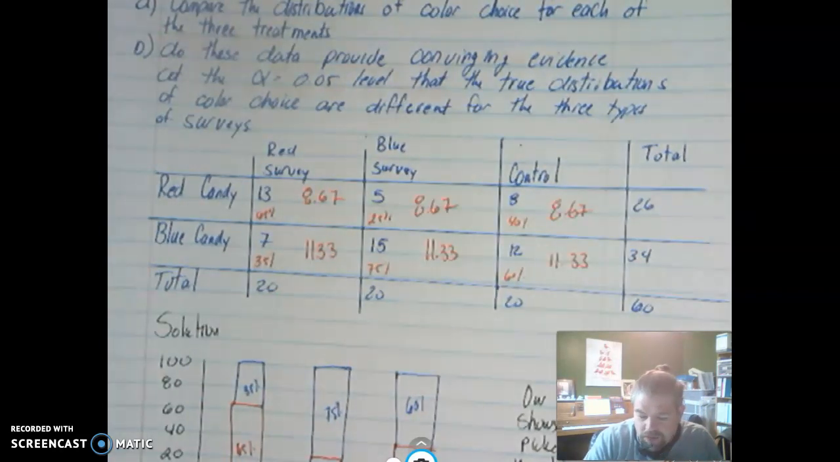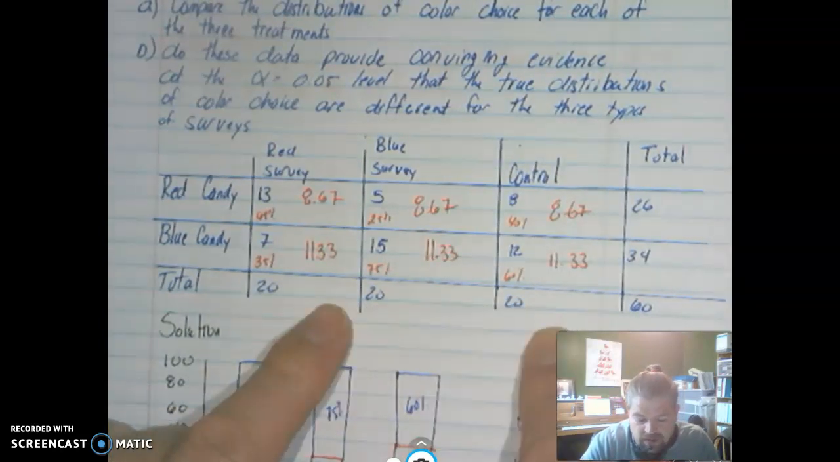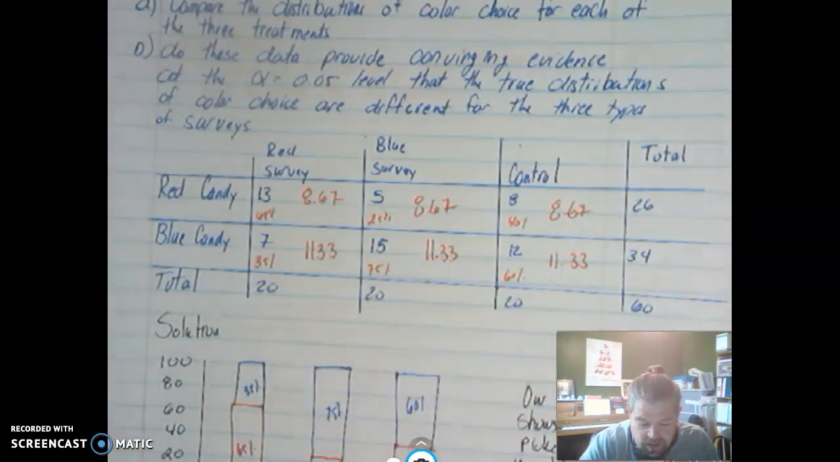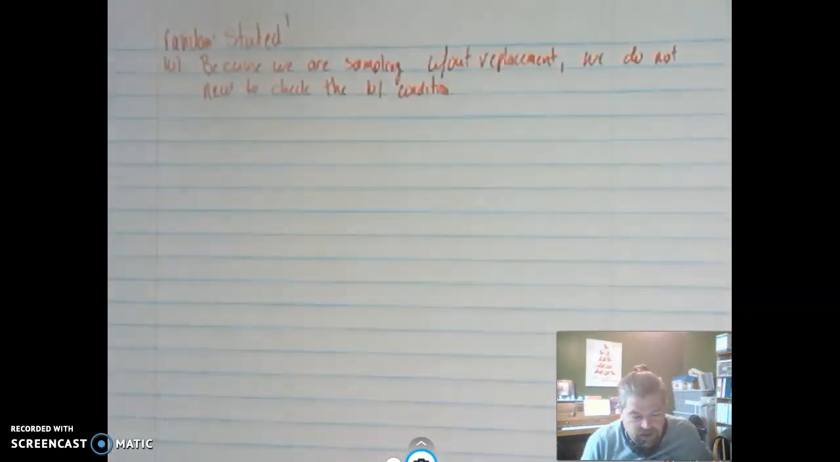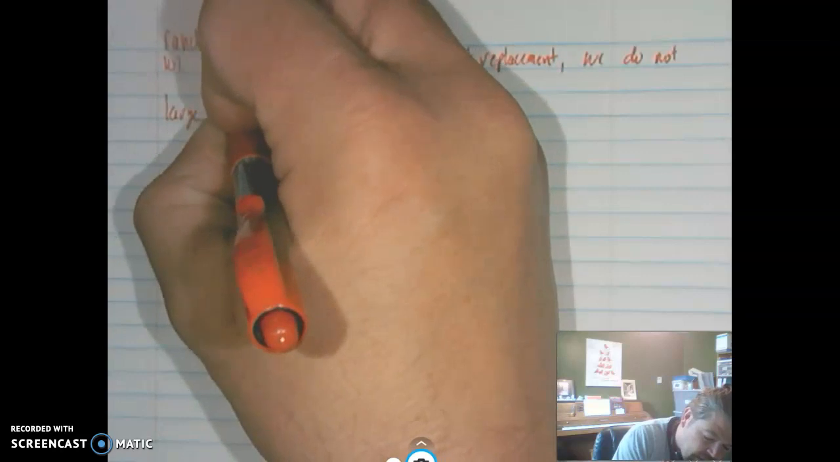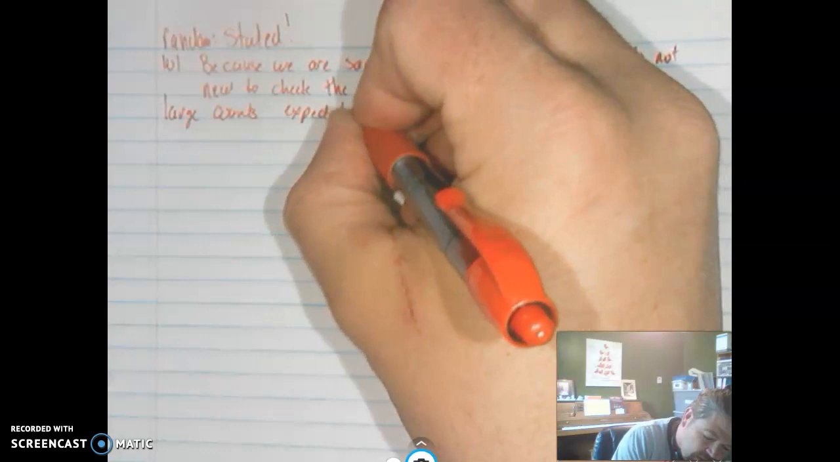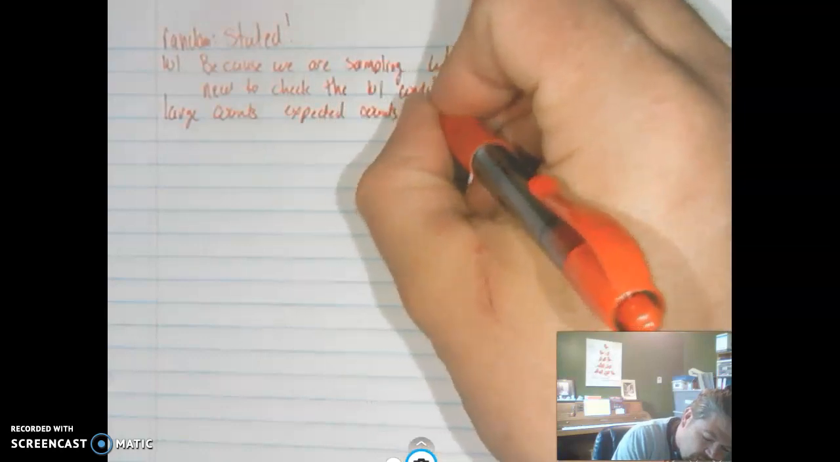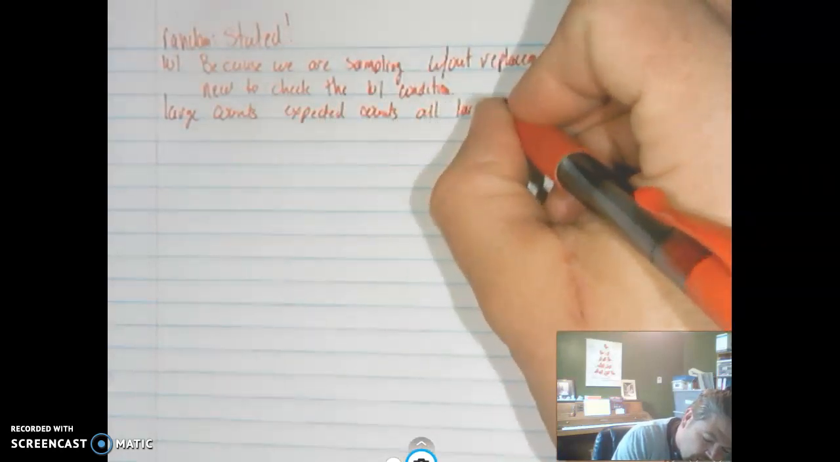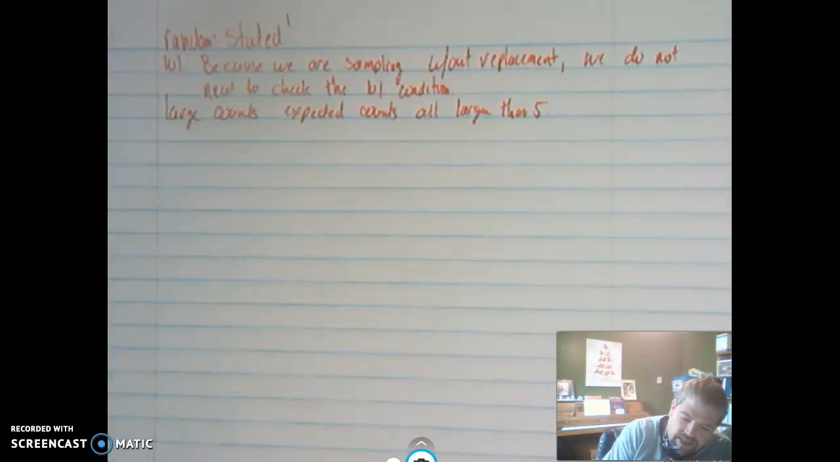All right, so I did the expected counts real quick. These were really nice because they were all the same. So it's just 8.67, 8.67, 11.3 repeating. All right. So then my large counts, the reason why I did that is because my expected values are all larger than 5, or my expected counts all larger than 5. All right. So we've got that done.